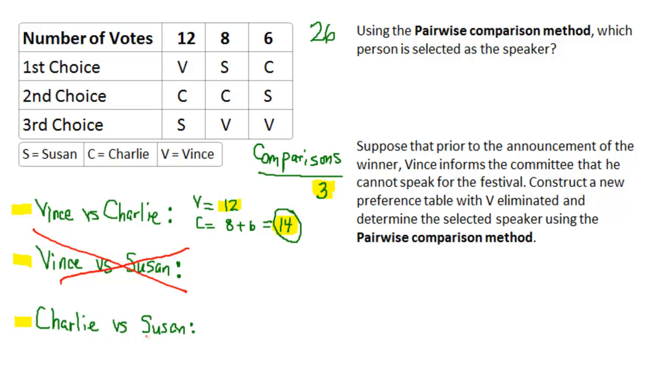Let's compare Charlie versus Susan. So as you can see in this comparison, Charlie is also the winner with 18 versus only 8 votes for Susan. So hopefully it's obvious for you to see that in this pairwise comparison method, Charlie is going to be the selected speaker.